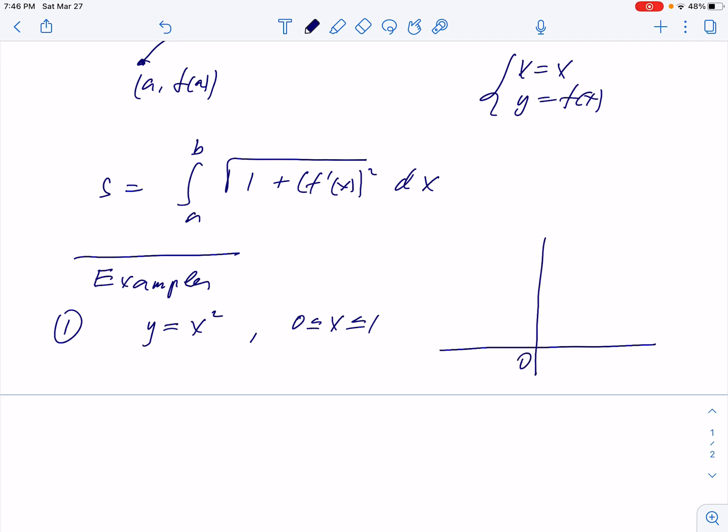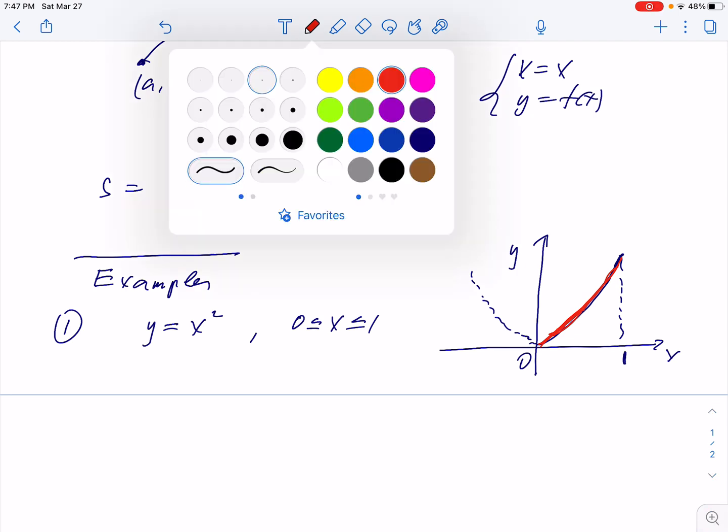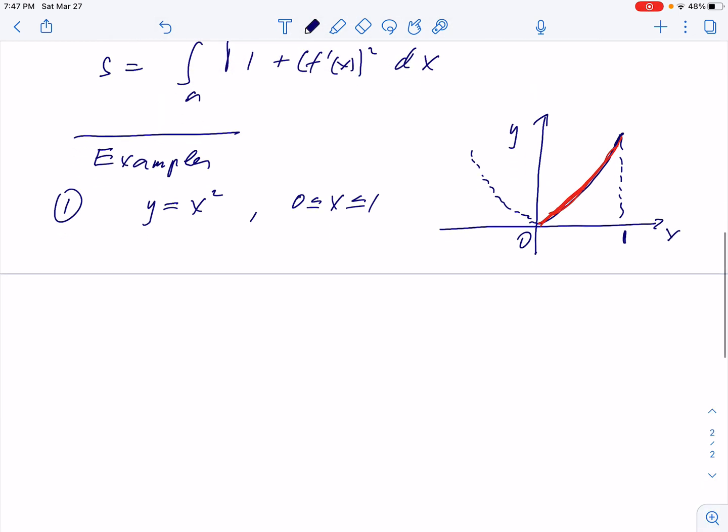Suppose this is the coordinate system. Here is 0, x-axis, y-axis. The parabola y equals x squared will look like this. And here we shall take this part from 0 to 1. So we want to find the arc length. Let's make this red, the arc length of this part of the parabola. How long is this parabola? Suppose you can stretch it and measure it. What will be the length?